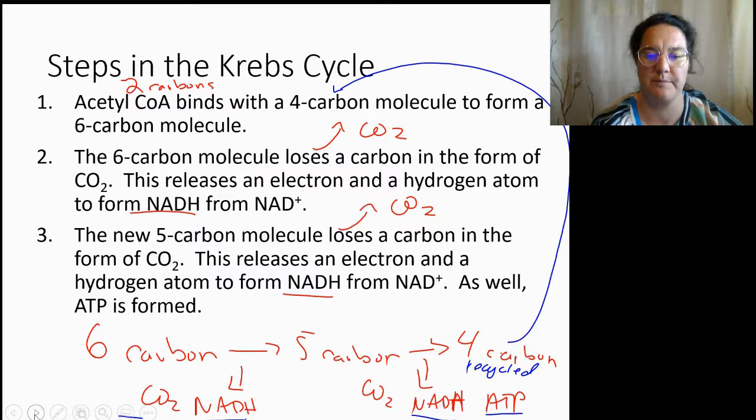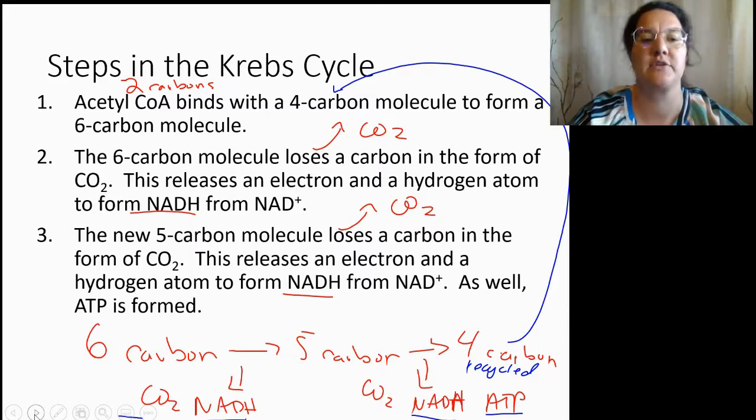ATP is also formed. So we go from a 6-carbon molecule to a 5-carbon molecule, producing carbon dioxide and NADH. That 5-carbon molecule will go to a 4-carbon molecule to form NADH, ATP, and CO2. Then that 4-carbon molecule is going to be recycled to join on to the acetyl-CoA, a 2-carbon molecule that enters the Krebs cycle.